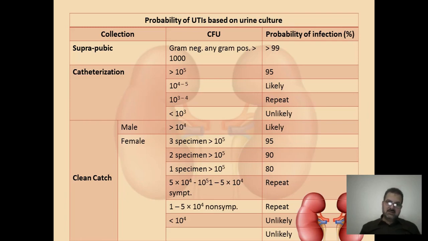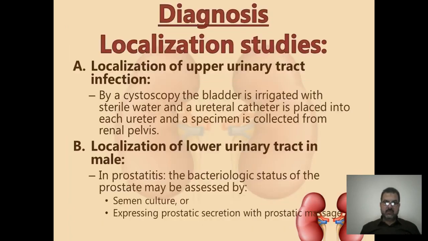And the last, the clean catch. It must be, in male, up to 10 power 4, and in female, or you can please remember that it is strongly positive if it is more than 100,000 colonies. Sometimes we use it to localize the infection, right or left, from where the bacteria are coming.